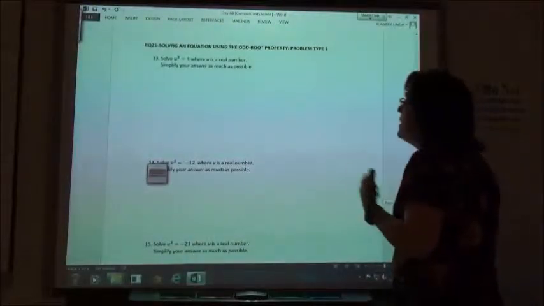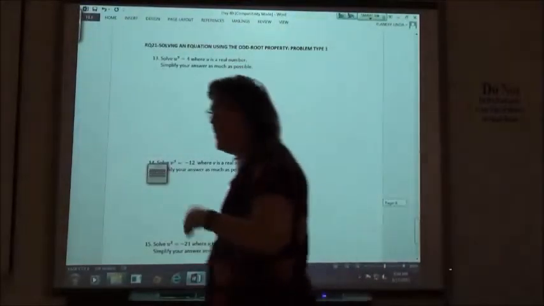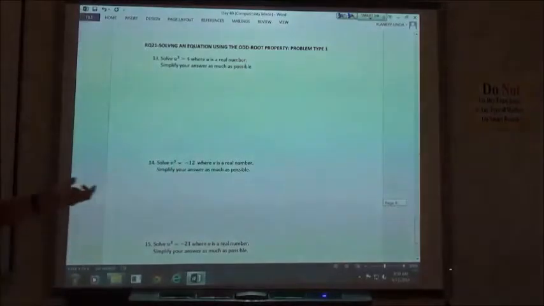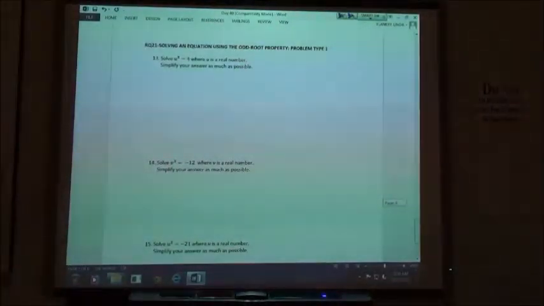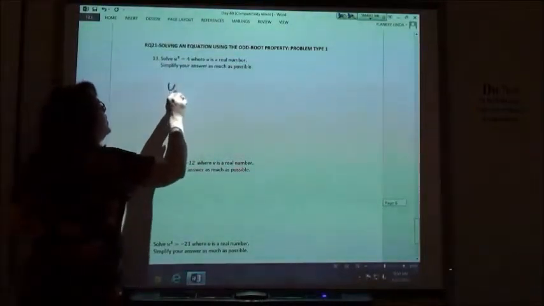Solve an equation that uses the odd root property. So we talked about in the very first ones on this page having the square root property, where if I was squaring something, I have to do the opposite of squaring, which is taking the square root. Here we're going to do cubed roots.